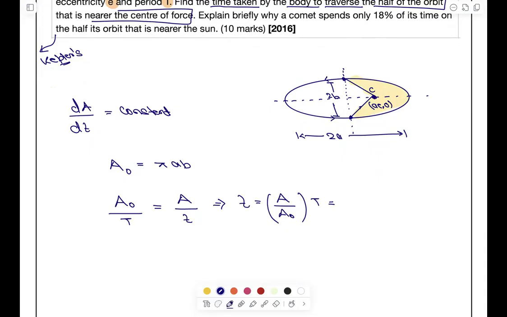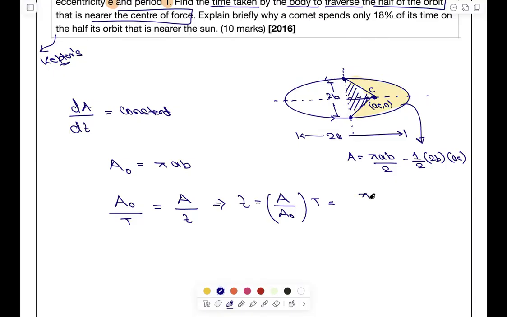So this is the area A. This area A can be written as pi ab by 2, that is the complete half area of the ellipse. And from this half area of the ellipse, we have to remove this triangle. Now, what is the area of the triangle? Half into base into height. The base length is 2b, and the height is ae.